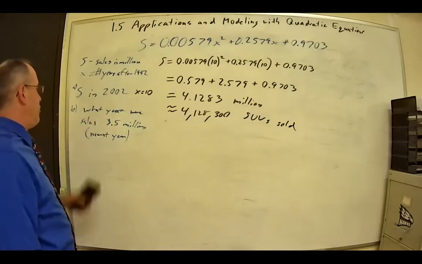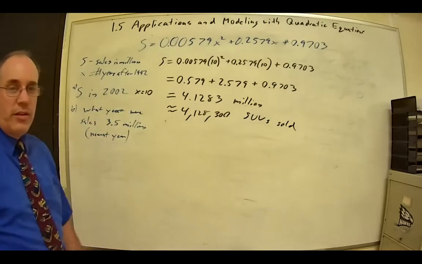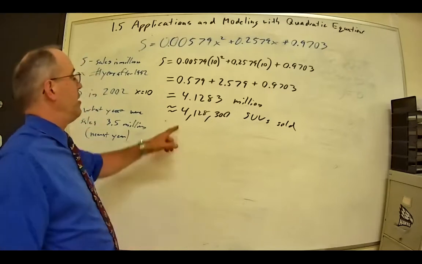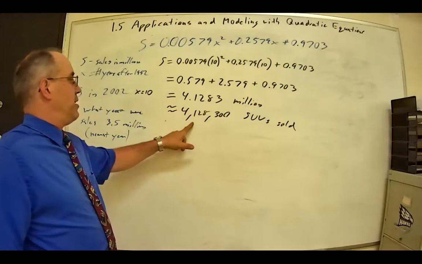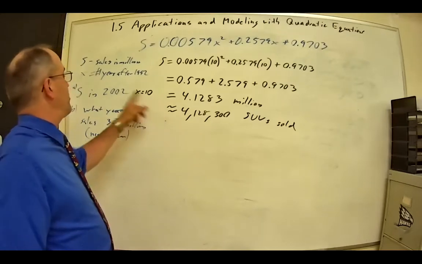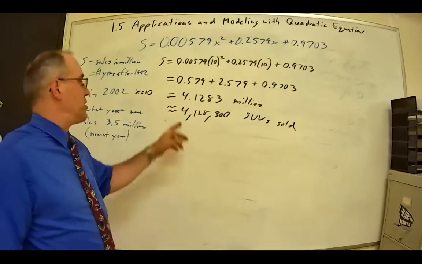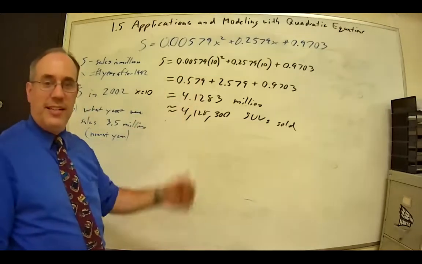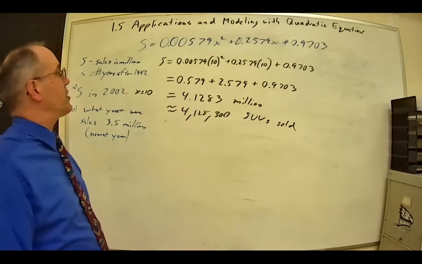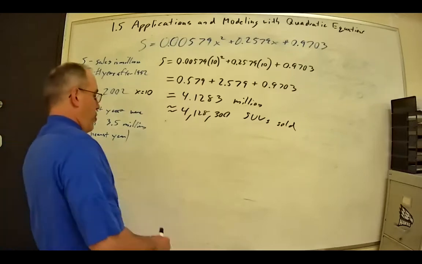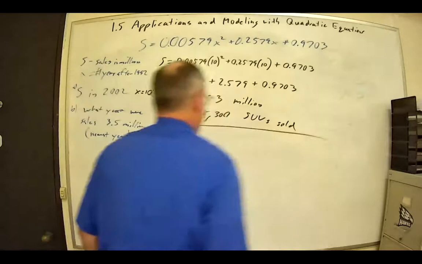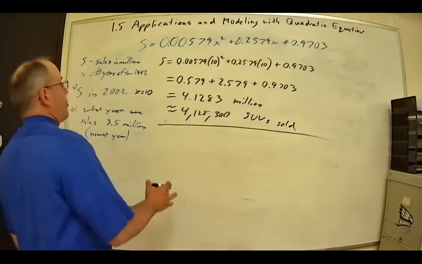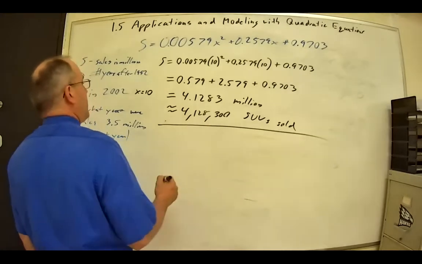What year were sales 3.5 million? Or did they go over 3.5 million? Well, we already see that in the year 2002, 10 years afterwards, they reached 4.1 million. So we know it's going to be less than the year 2002, so it's going to happen before that. But we work our way through it. I'm just going to put a line here to separate it. My black marker seems to be working a little better than my blue one, so I'm just going to continue on with that.